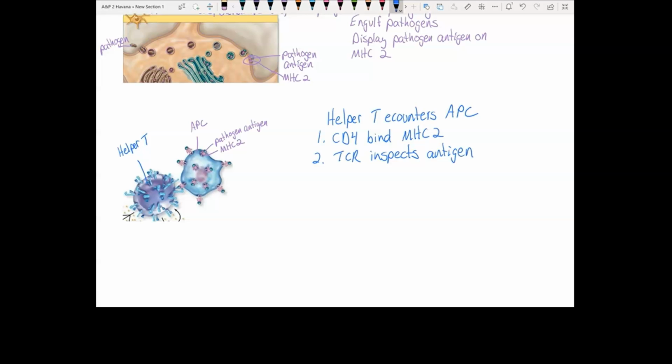Okay, it's not going to be self-antigen. Antigen-presenting cells present pathogen antigen. So we don't have to worry about if it's self-antigen. We just need to see if this pathogen antigen matches that particular helper T. Remember, you have lots and lots of different TCRs that you inherit from your parents. We have to find the one that matches, like having a bucket of keys and finding the one key that'll unlock the door.